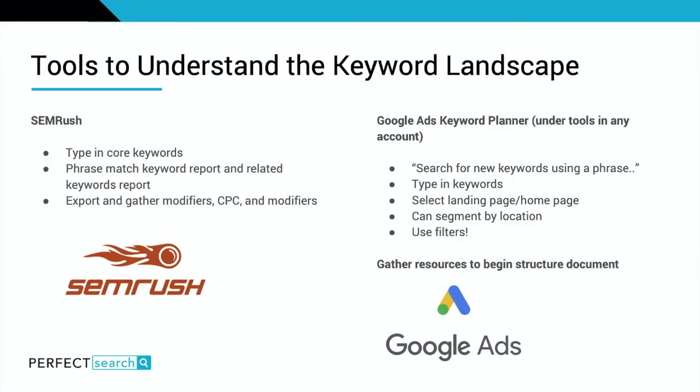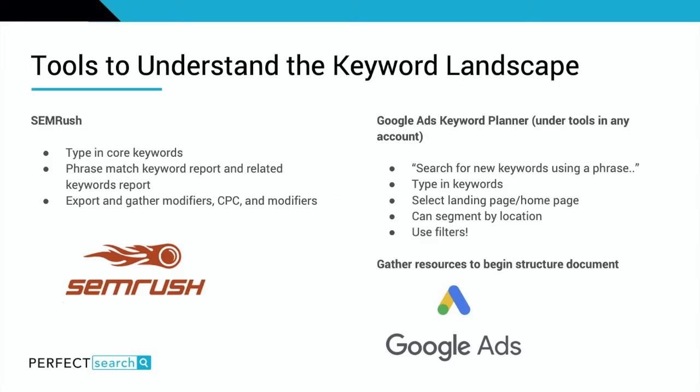So here we can type in core keywords and then go to the phrase match keyword report and look at all of the different related keywords, or keywords that contain that core keyword that we've typed in. And again, this also offers some general CPC data and competition data to get an idea of how competitive those keywords will be.